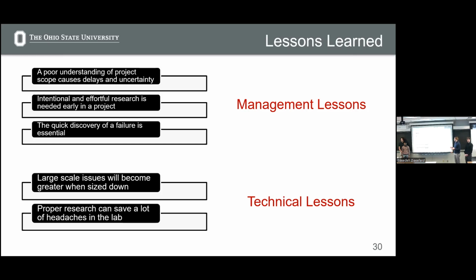Some technical lessons that we learned are that large scale issues will become greater when sized down. If we can't find proper pin actuation positions of the large scale Braille cell, then finding them on the small scale Braille cell will be way more difficult. We need to take that into account moving forward, and proper research can save a lot of headaches in the lab. When we purchased our components of the motor drivers and the stepper motors, we kind of just went into the lab and started throwing them on a board and messing with them. If we had done some more research on exact ways that we can get those to work, we would have saved several days in the lab messing with those and getting them to spin.